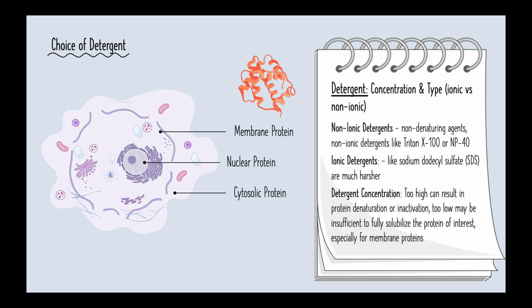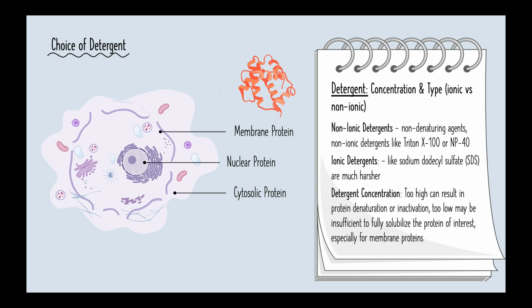Let's compare ionic versus non-ionic detergents. As non-denaturing agents, non-ionic detergents like Triton X-100 or NP-40 are commonly used to gently solubilize proteins without compromising their native folding or activity. These detergents are preferred when your protein structure or function need to be preserved for downstream applications like enzymatic assays. On the other hand, ionic detergents like SDS are much harsher as they disrupt not only the cell membrane but also protein structure by breaking protein-protein interactions. SDS, for example, is used in applications like SDS-PAGE, where complete denaturation of the protein is required.